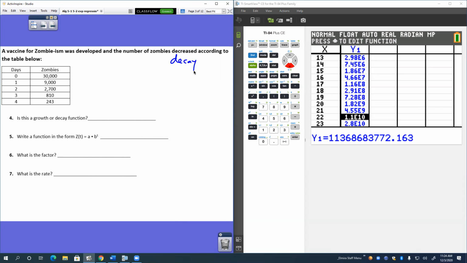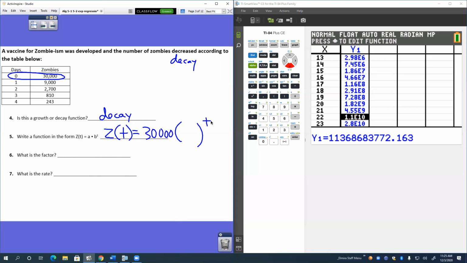In order to do this question, first of all, this is decay because the numbers are going down. So that is decay. Write a function in this form. So we have z of t equals a times b to the t power. Well, our a value is our original number, so 30,000.